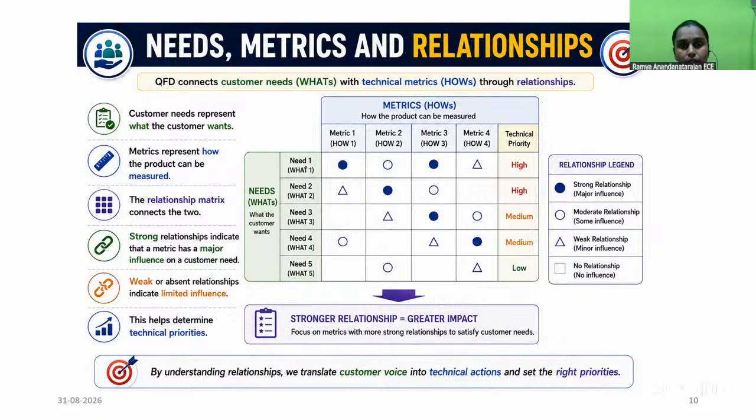See, for example, need 1, what is the relationship with metric 1? Does it have a stronger relation or moderate relation or weak relationship or no relationship? So this is what we fill first here, that is the customer needs represent what the customer wants. We'll take an example and discuss.